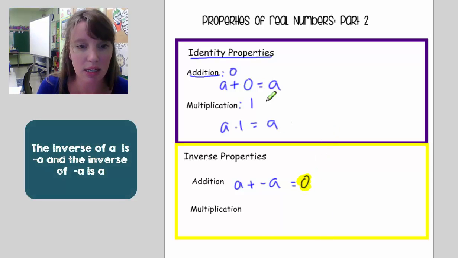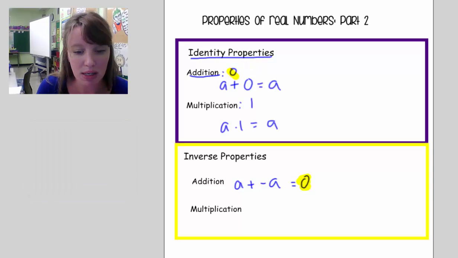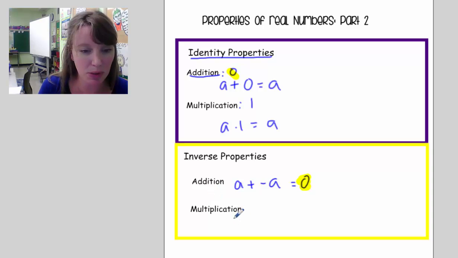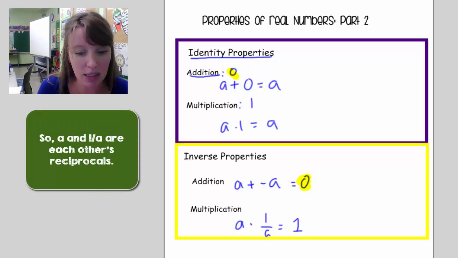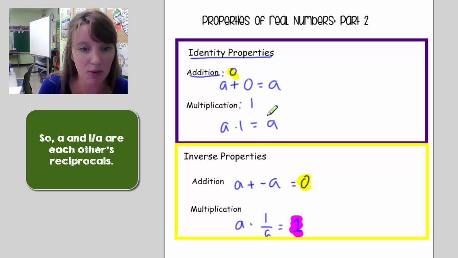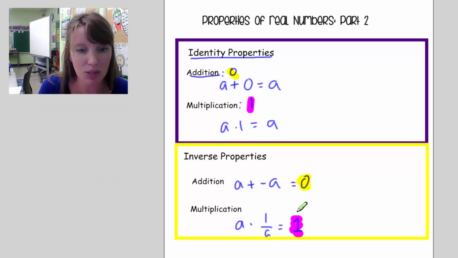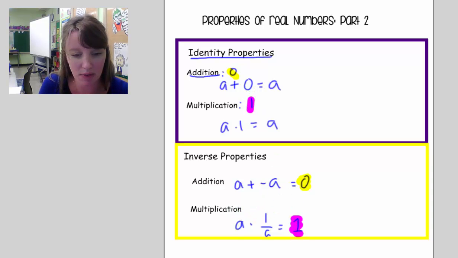0 is the identity in addition. Now, the inverse of multiplication is its reciprocal, because A times 1 over A is equal to 1. And remember, 1 is the identity for multiplication. So it's any number that you can operate on, using either addition or multiplication, with the other number in order to get back to the identity. That's the definition of the inverse.